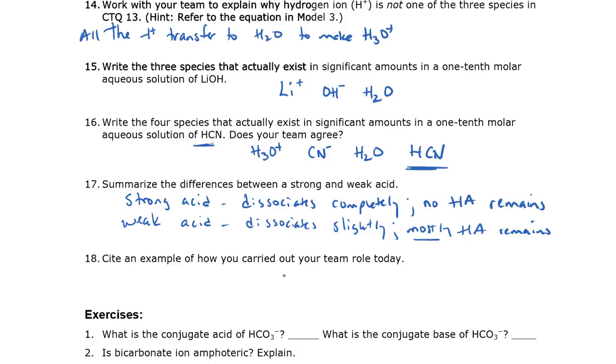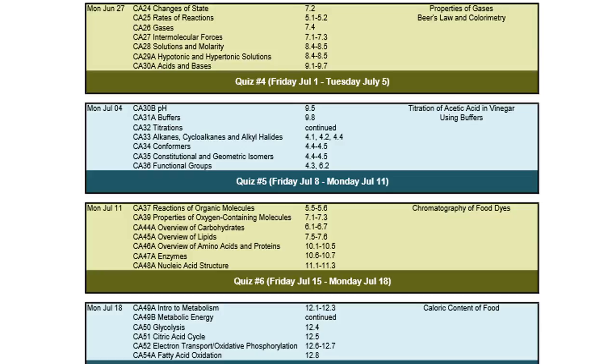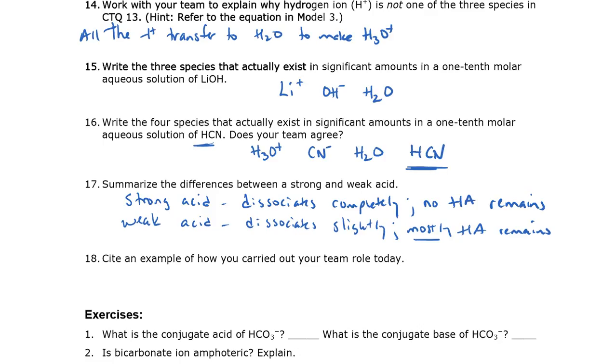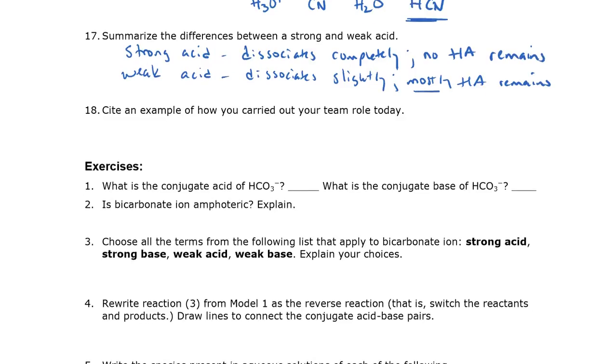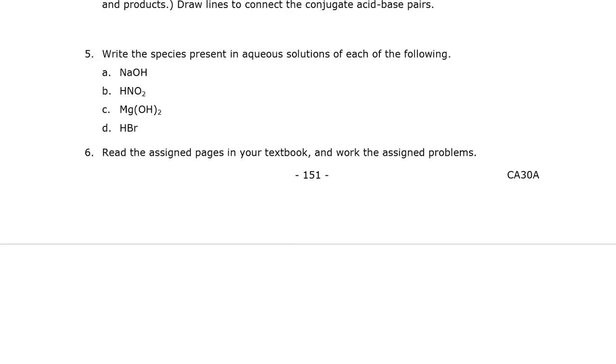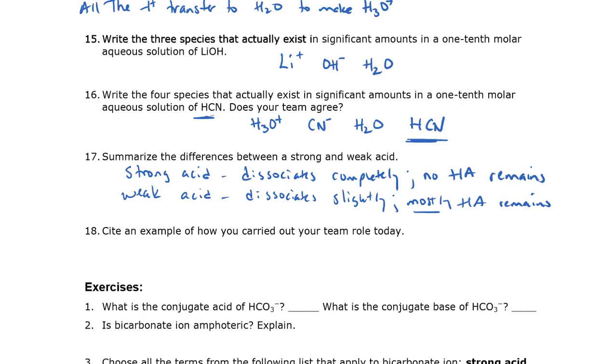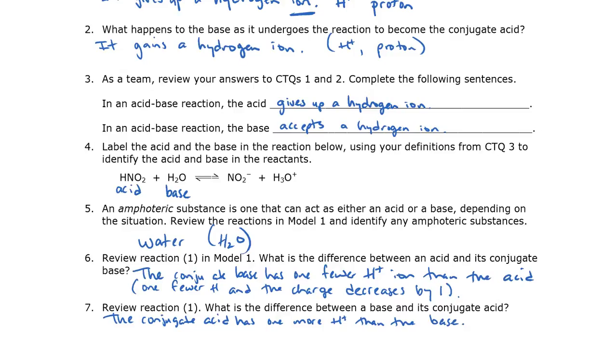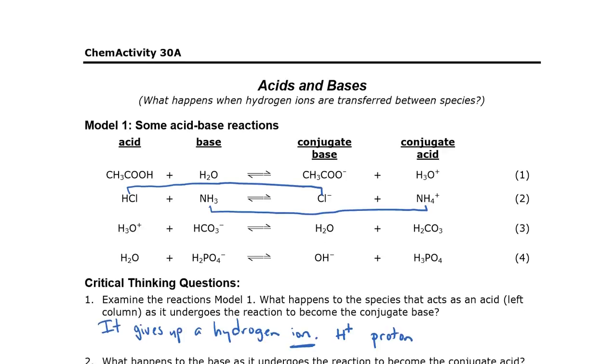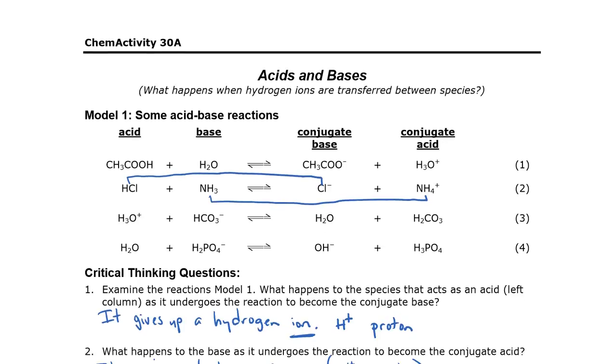Oh my goodness, can you believe it? We are to the end of this activity, which means we are to the end of Unit 4. Acids and bases are over. So you're ready to do the exercises. You can check the answers to the exercises in the exercise solution category on Blackboard. You can do the sampling homework to practice, and you are ready, once you've done that, to take quiz number 4.